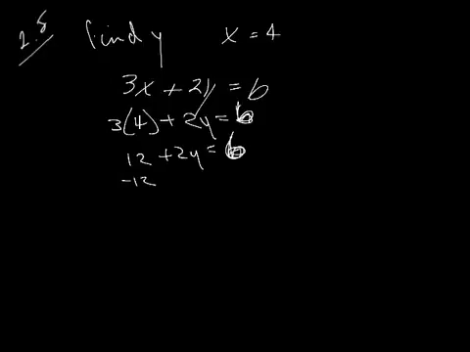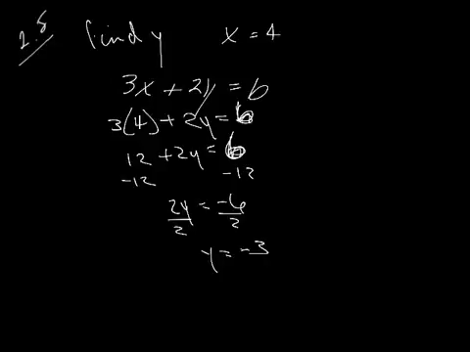Okay, subtract 12, we get 2y equals negative 6. Divide by 2, y equals negative 3. So when x is 4, y is going to be negative 3.